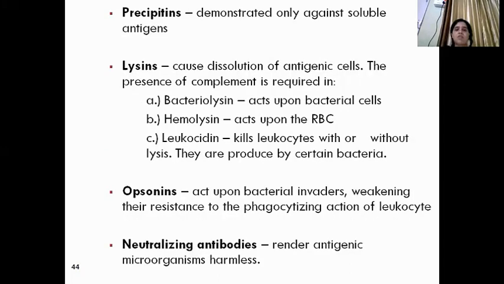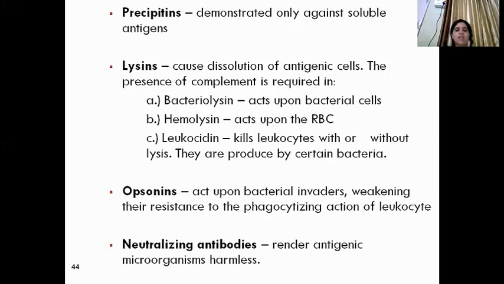Precipitins will obviously cause precipitation of soluble antigens. Lysins will cause lysis of cells. Now, what kind of cells? It may be bacterial lysin, which will kill bacterial cells. It may be hemolysin, which will kill RBCs. It may be leucocidin, which will kill the leukocytes with or without lysis. Opsonins are also present. These help in the process of phagocytosis, so the bacteria will get phagocytosed.